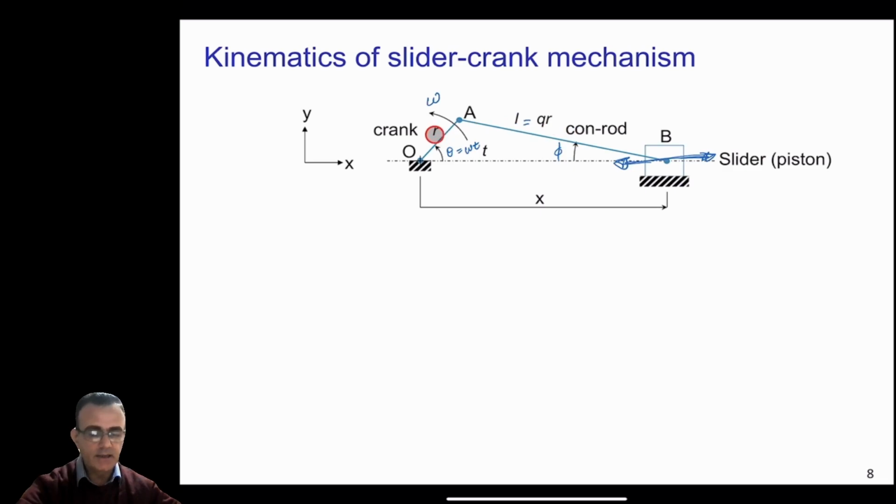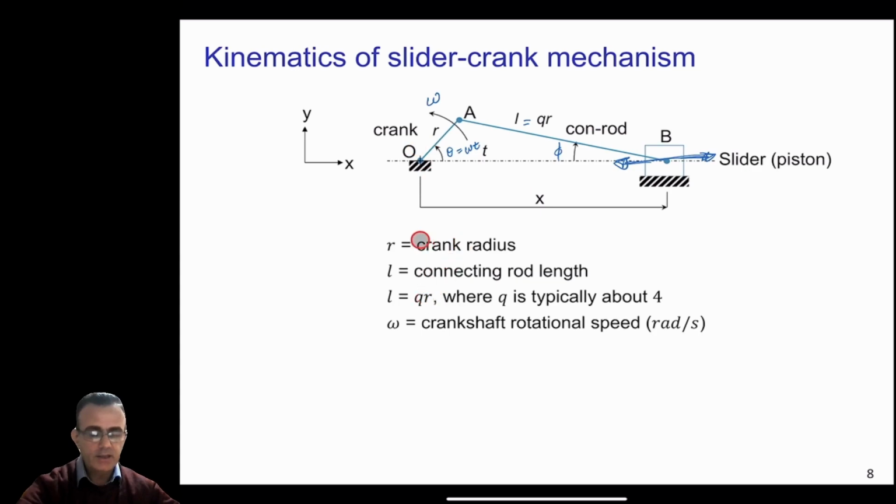And R is again the length of the crank here, and this is our piston here. The piston, or you can call it the slider, will move in this case here, and the crankshaft will rotate here. So these are the main dimensions. R is the crank radius, L is the connecting rod length, and L is equal to qR, where q is typically about 4. And omega is the crankshaft rotational speed in radians per second, or it can be in revolutions per minute.